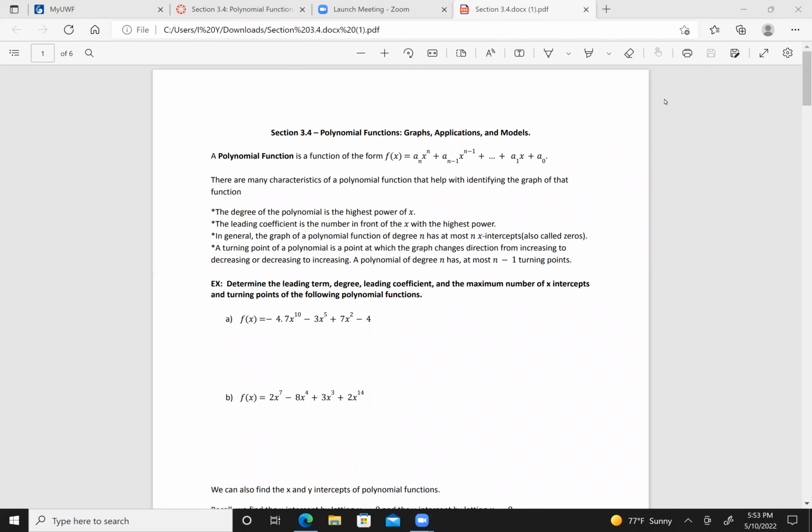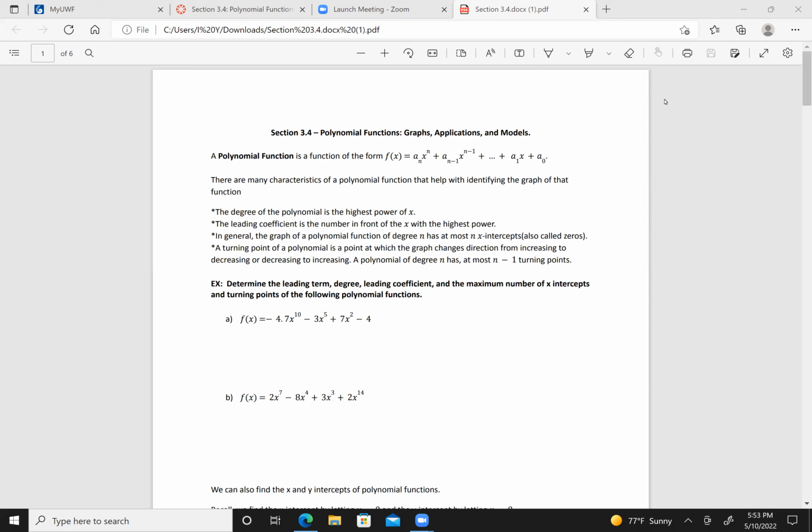Okay, so today we're going to look at section 3.4, polynomial functions, graphs, applications, and models. So we start with a polynomial function as a function of the form f of x equals a sub n times x to the n plus a sub n minus 1 times x to the n minus 1, plus all the way to a sub 1 x plus a sub 0.